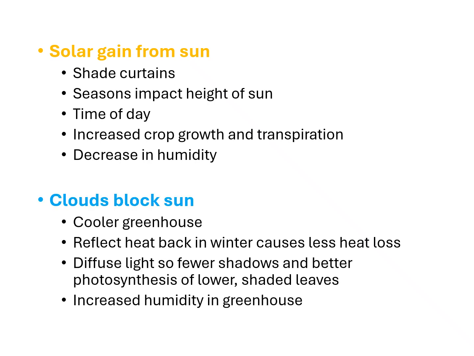Clouds, again, they can block the sun, keeping the greenhouse cooler. They can reflect heat back in the winter. They also can cause diffuse light. This is something you can probably go outside and experiment with someday. On a sunny day, your shadow is hard, so you've got a dark line around the perimeter of your body if you look at your shadow. And on a cloudy day, your shadow is not that defined.